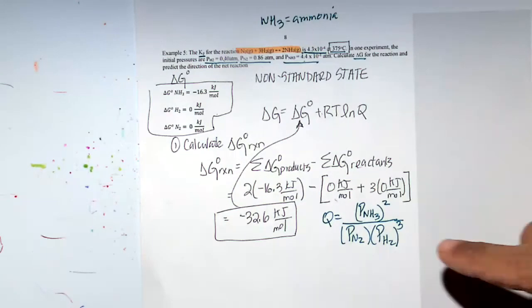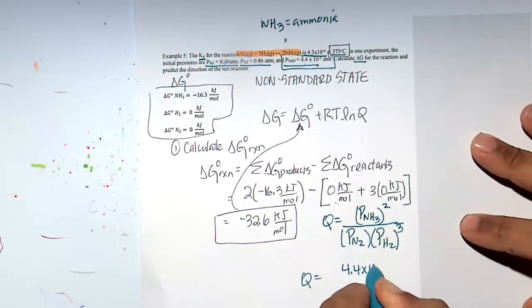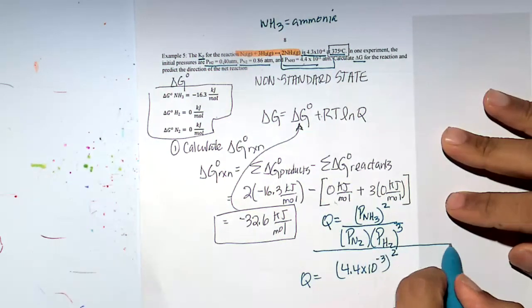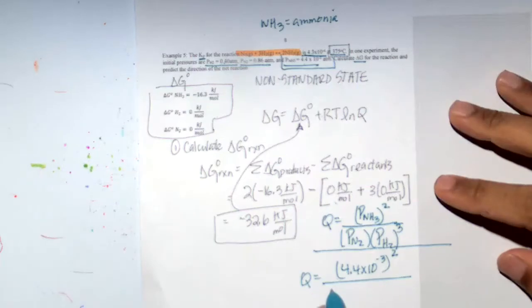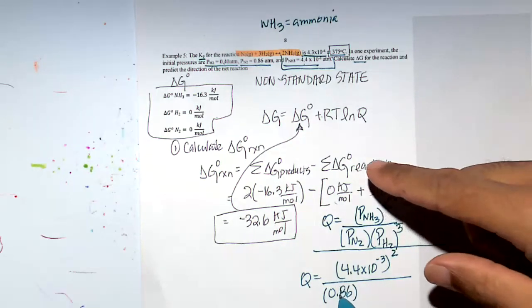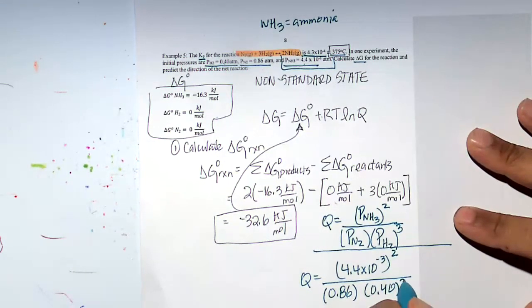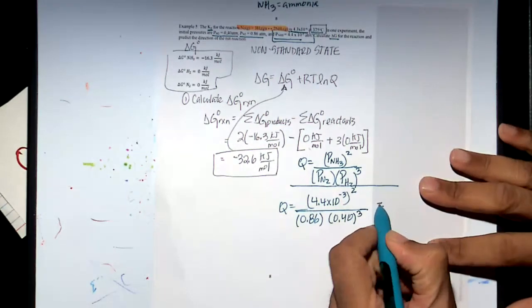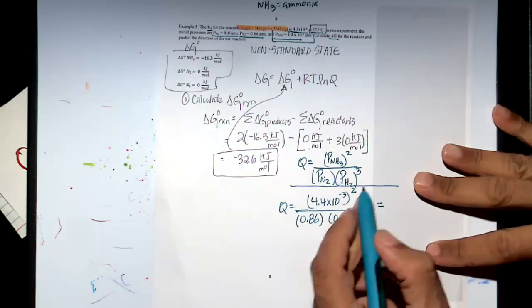So we got our pressures here. NH3 pressure is 4.4 times 10 to the minus 3. We got to square that. Divided by pressure of N2. They gave us a pressure of 0.86. These Q's and K's, equilibrium constants, have no units, so I'm not going to bother myself with the units. And then the pressure of H2, we got to cube that, 0.40. So that is Q. And on my calculator, you may want to double check this, I'm getting 3.5 times 10 to the minus 4.